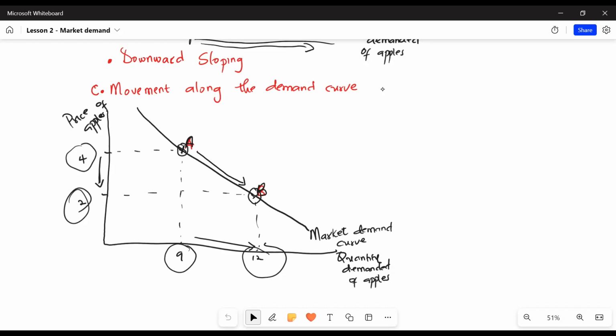If any other factor apart from the price of the good changes, we're no longer considering a movement along the demand curve. We are considering what we call a shift in the demand curve. And this is what we'll be discussing in our next lesson. So this is all we have for market demand. As I said, our next lesson will be on shifts in the demand curve.